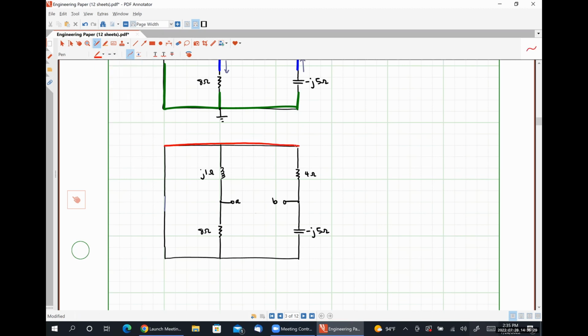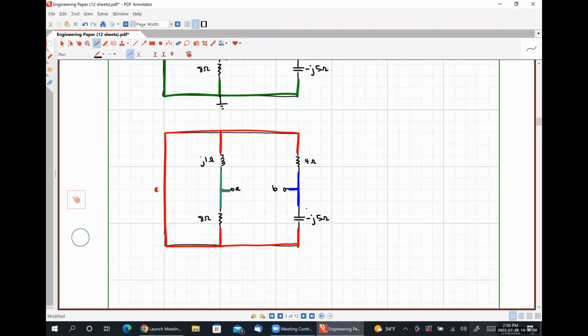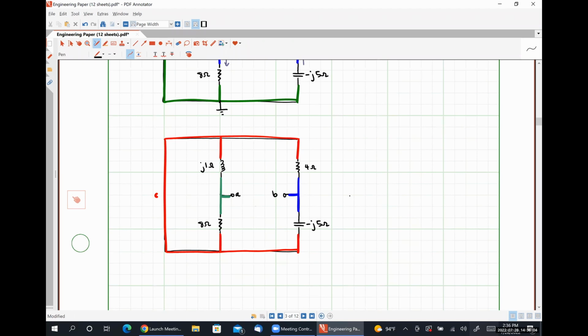So I have this node, which I'm going to call C. I have this node, which is A. And I have this node, which is B. And I can see pretty easily that this is A and this is B. If I want to go from A to B, I have to go through C. And there are two different paths that I can take. One contains the J1 ohm inductor, and the other contains the 8 ohm resistor.